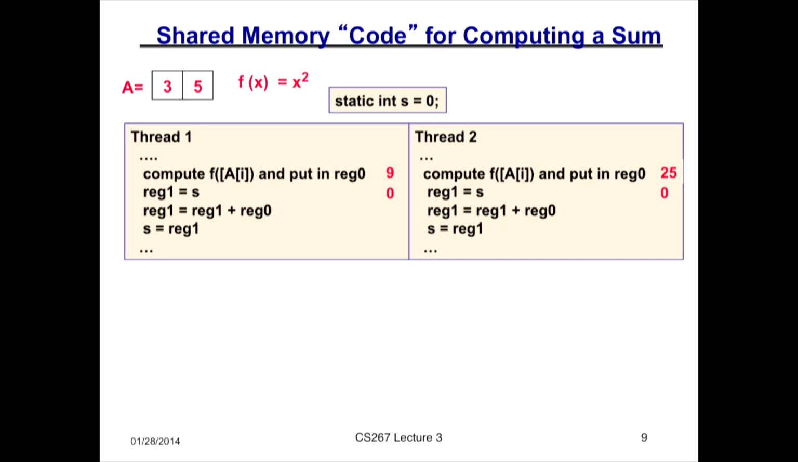Then that processor goes and gets s and gets a 0. That processor then increments and gets a 25. 0 plus 25 gives you 25. Then puts it back in memory. So s is now 25.